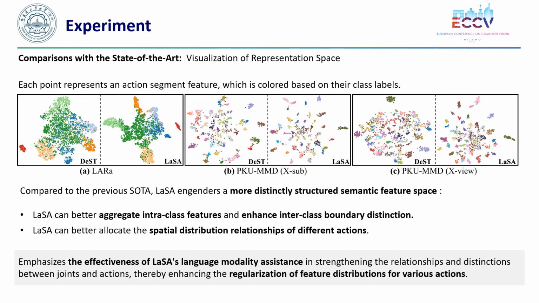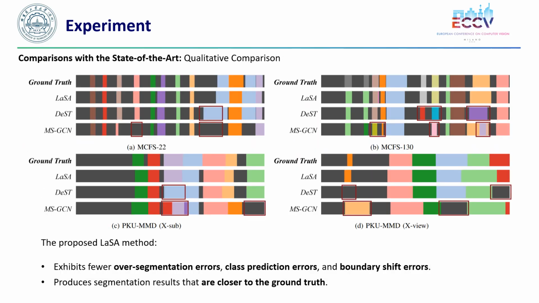The representation space visualization shows that LaSA creates a more structured semantic feature space compared to previous methods, better clustering intraclass features, and separating interclass boundaries. It also better distributes different actions, emphasizing the role of language in regularizing feature distributions. In qualitative comparison, our method results in fewer over-segmentation errors, class prediction mistakes, and boundary shift errors, producing outputs much closer to the ground truth.